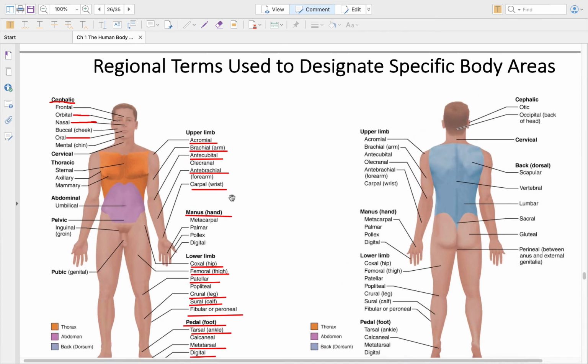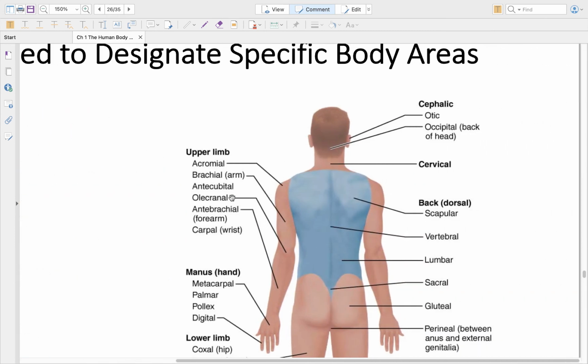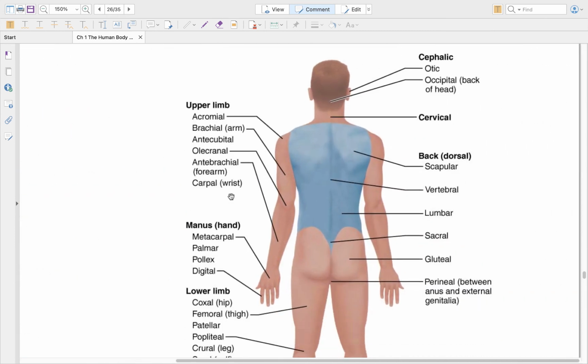This is the posterior dorsal view. Remember, dorsal means back. See if there's a couple of things here that we didn't see in the other image or that haven't been covered. And basically what it is, we didn't cover the otic, which is in reference to the ear. Okay, the occipital is the back of the head. Okay, and then you have your cervical region because of the cervical spine. Okay, in the back, on our dorsal side, we have our scapular region, the vertebral, the lumbar, the sacral region, the gluteal region.